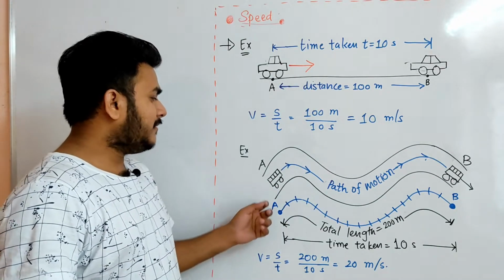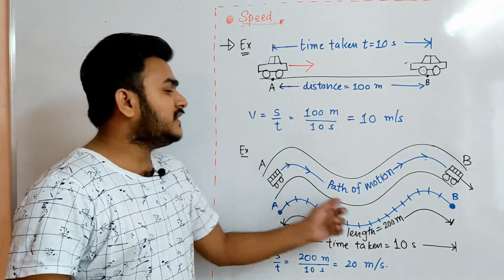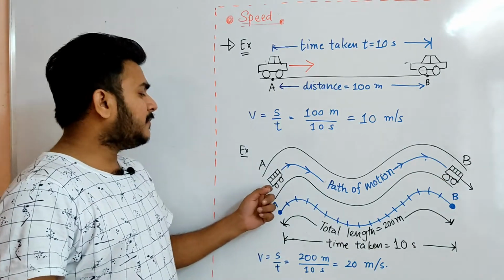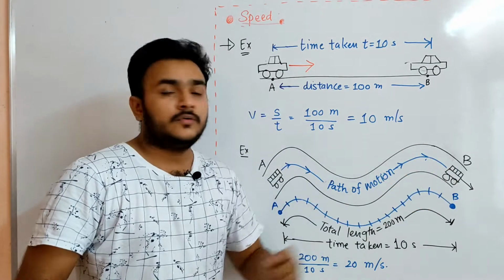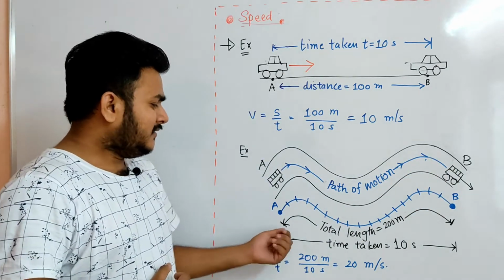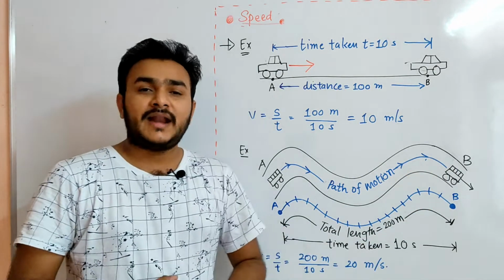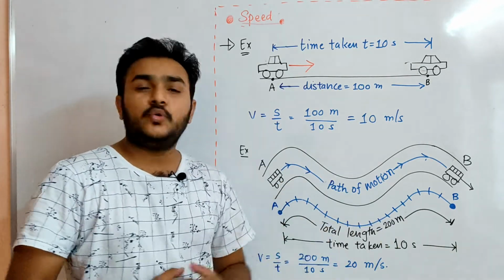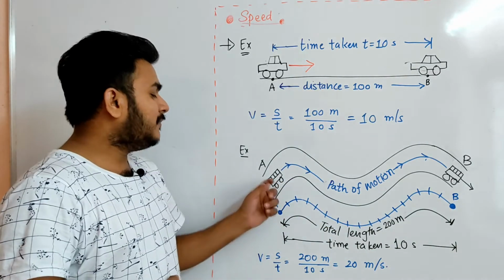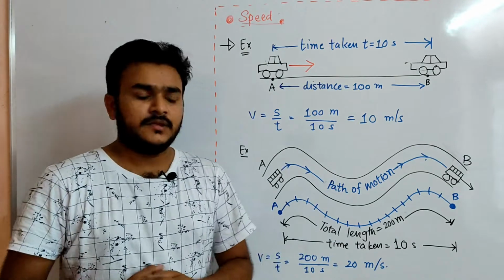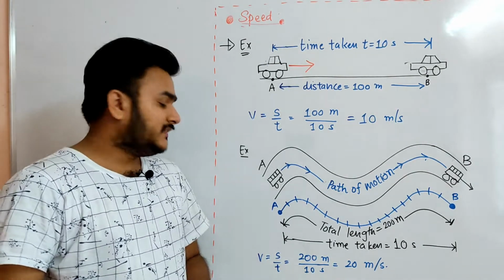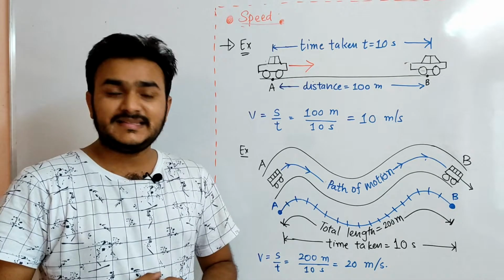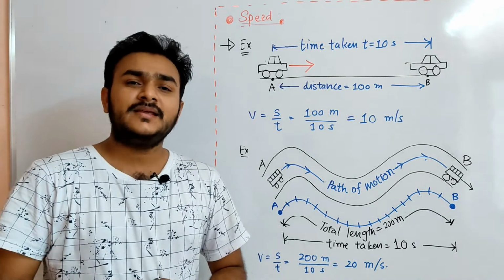Now take another example in which the path is curved. Consider a bus traveling from point A to point B through this curvy path. Consider that the total length of the path traveled from A to B is 200 meter, and in that case the bus is taking a time of 10 seconds. So the speed of the bus is s upon t, that is equal to 200 meter divided by 10 seconds, that is equal to 20 meter per second.